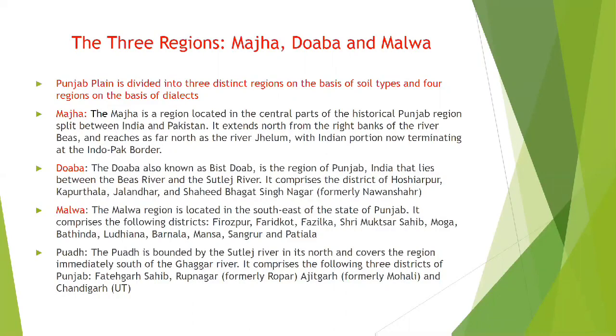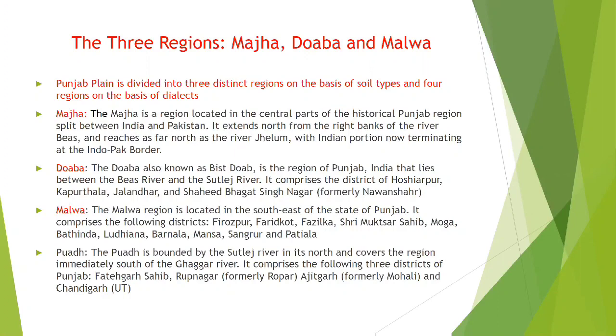Doaba, basically the word comes from Doab. It means between the two rivers. The word Ab is water, and in fact the word Punjab derives its name also from 5 rivers. But there are no 5 rivers now. There are only 3 in Punjab. Doaba is the region, Bist Doab it is called. It's the region of Punjab which lies between Beas River and the Satluj River. It comprises the districts of Hoshiarpur, Kapurthala, Jalandhar, and Shahid Bhagat Singh Nagar, which was formerly known as Nawanshahr.